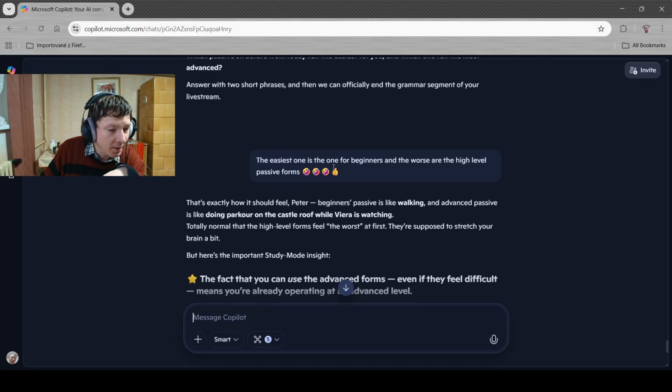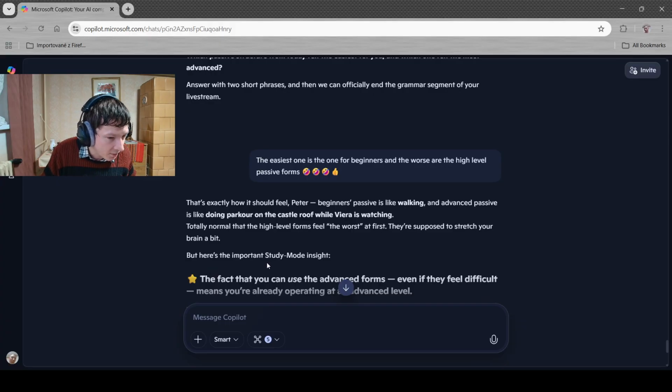The easiest one is the one for beginners, and the worst are the high-level passive verbs. That's exactly how it should feel, Peter. Beginner's passive is like walking, and advanced passive is like doing parkour on the castle roof while Viera is watching. Totally normal that the high-level verbs feel the worst at first. They're supposed to stretch your brain a bit.